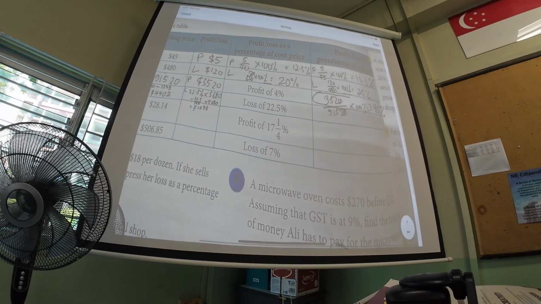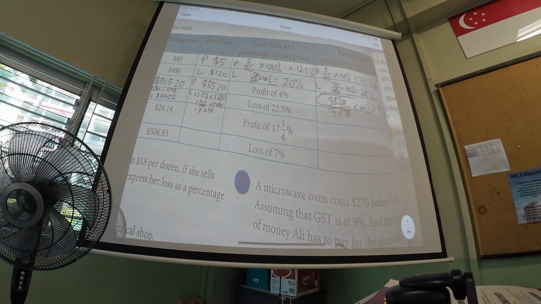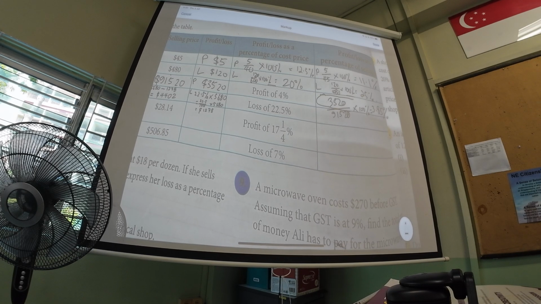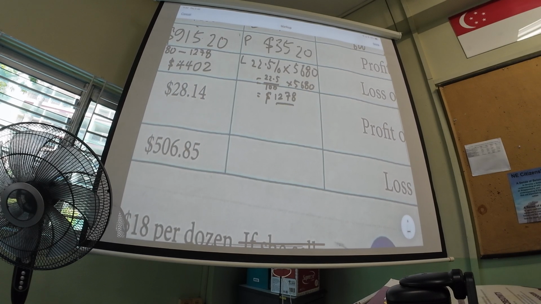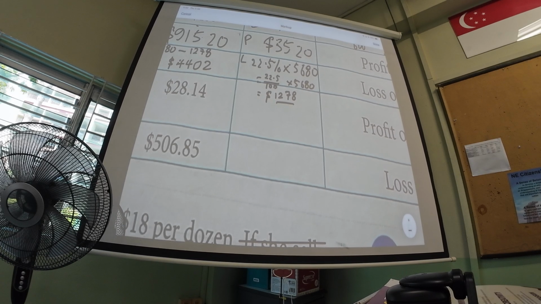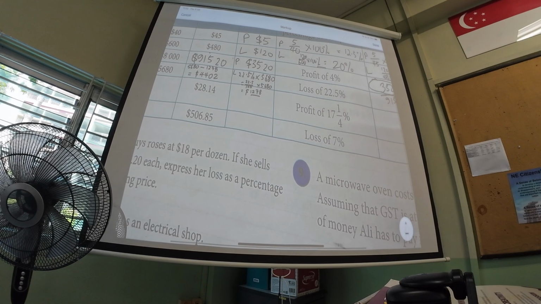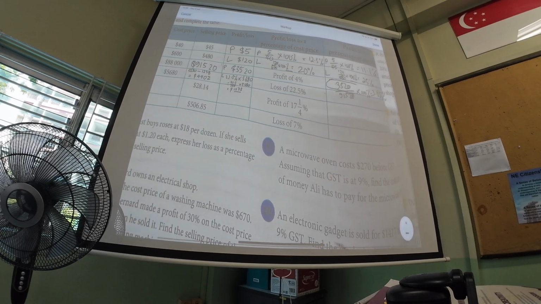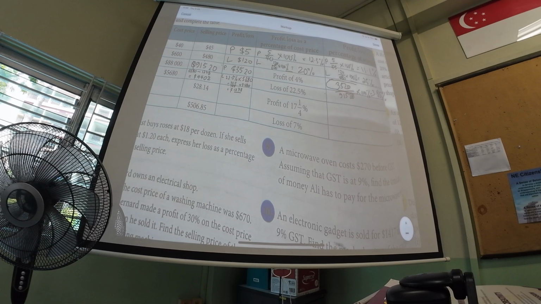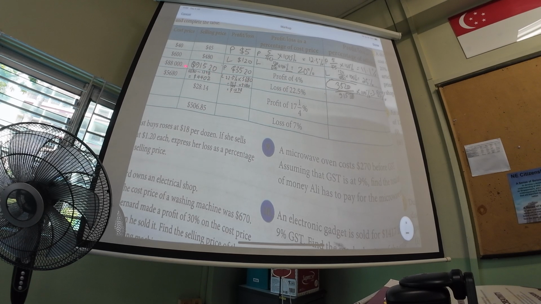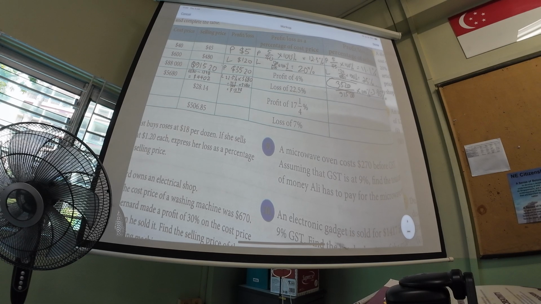Then the last one, the loss as a percentage of selling price. The amount of loss is the same. It is still 1278. I still lose 1278, but as a percentage of cost price, it will be different as a percentage of selling price. So now what I want is as a percentage of selling price. So I will take the same loss, 1278 divided by the selling price, then change it to percentage.